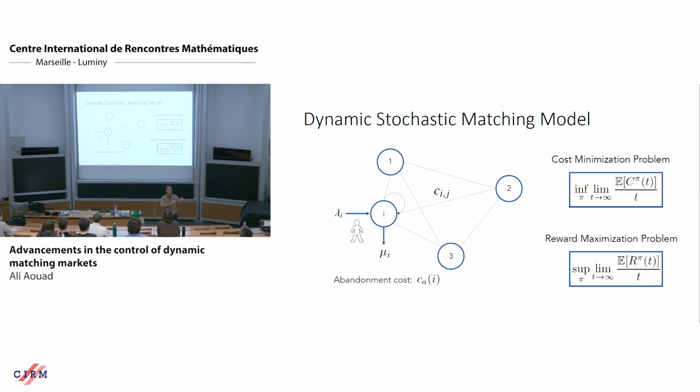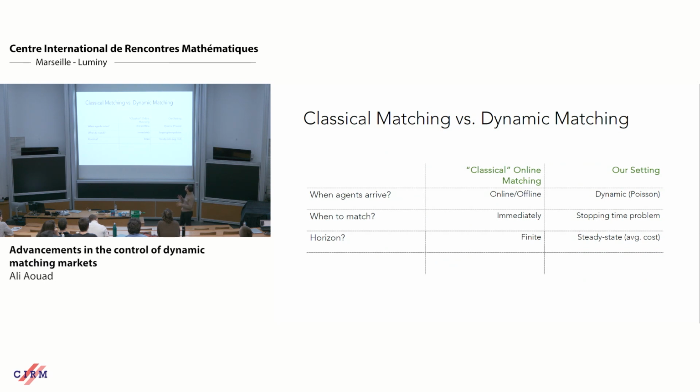Obviously this is a problem that becomes combinatorial and quite complex, because we have the state space that describes who are the agents waiting. And if you think about the problem that was described this morning, I'm trying to highlight a little bit the differences between the classic online matching setting and this setting.